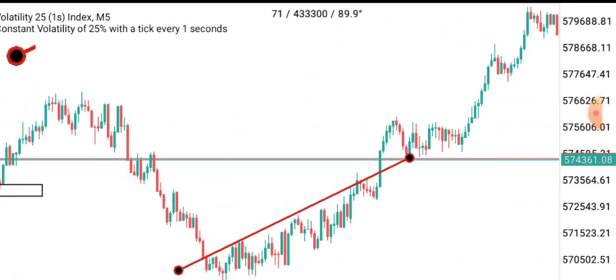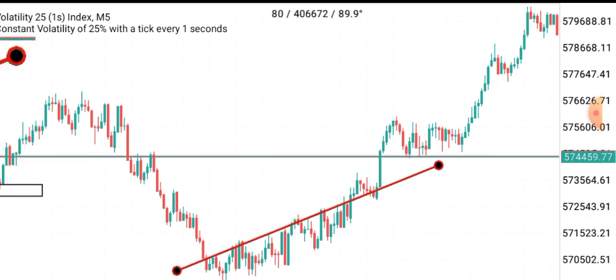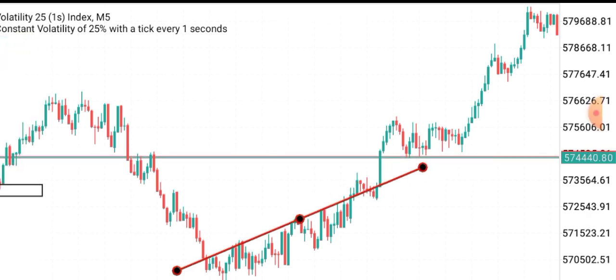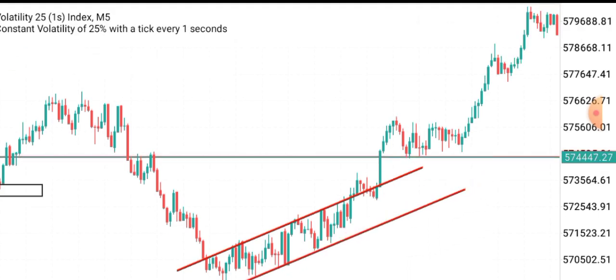I drew my trend lines, and also, one moment, you duplicate it to make the pattern look good. All right, so you can see what the market did.